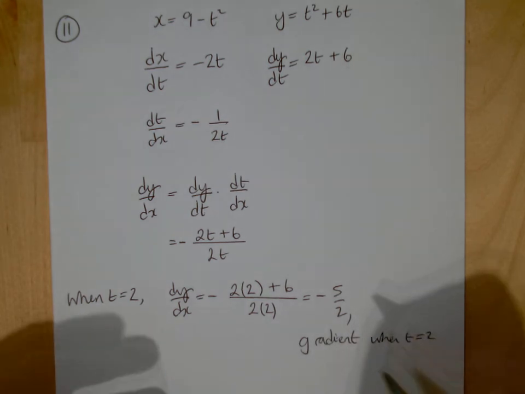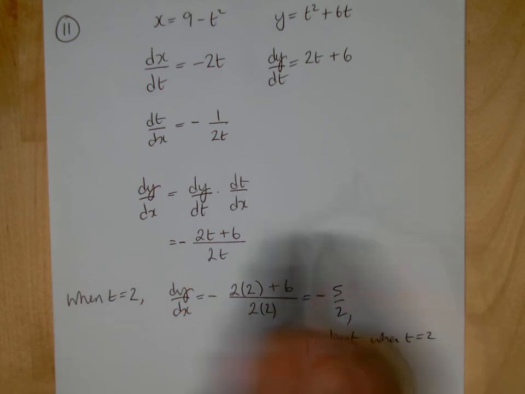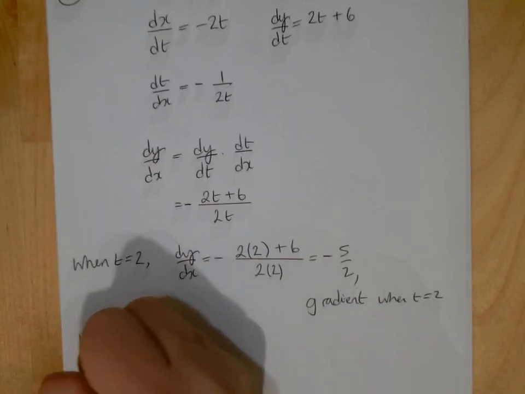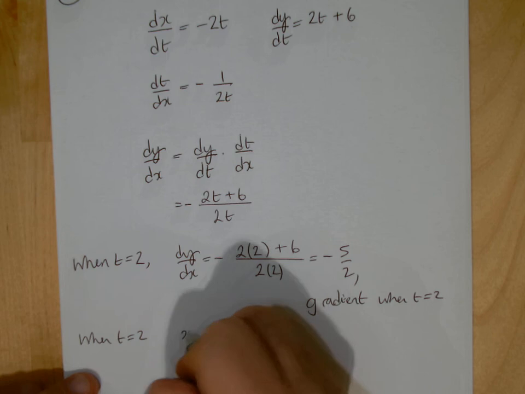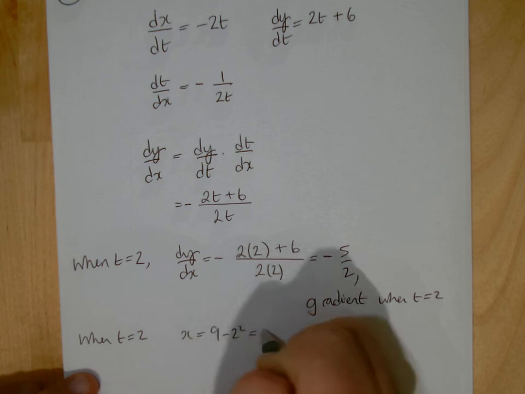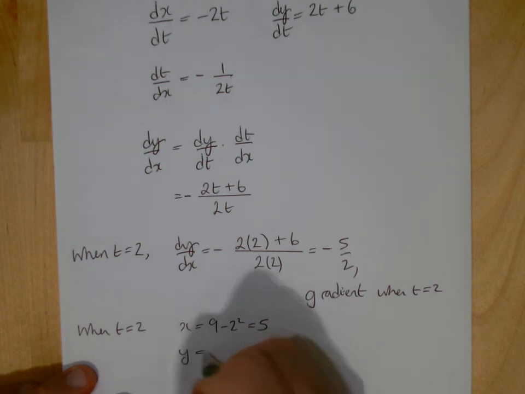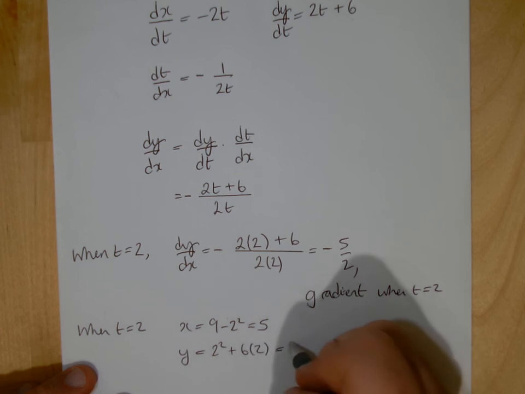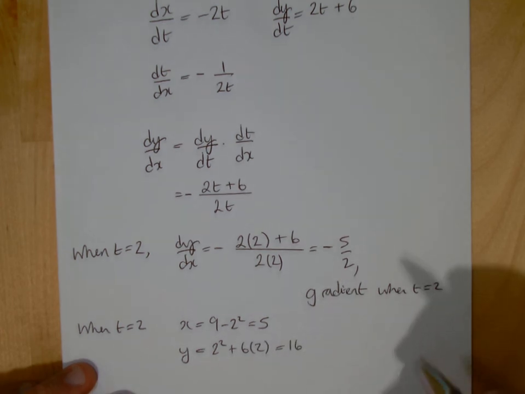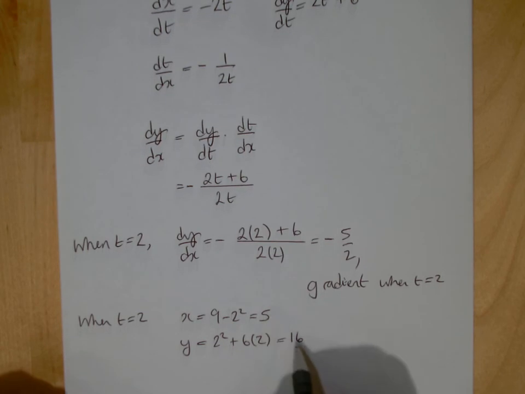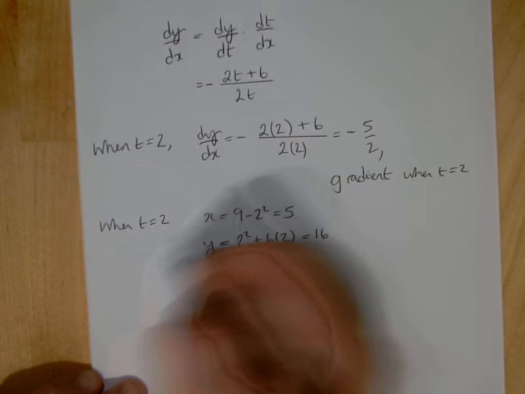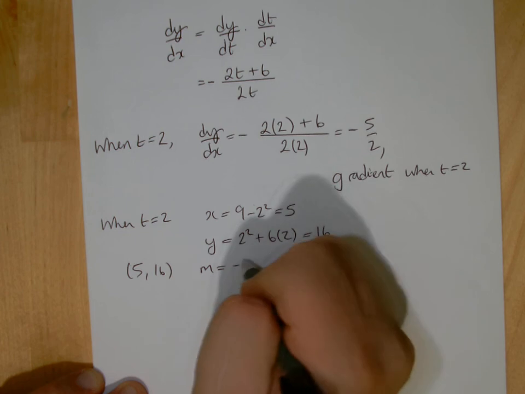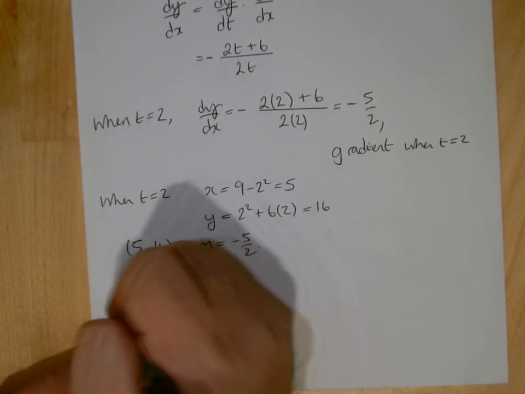But remember, as well as having the gradient, I need to know the x and y value. And I do that by subbing in t equals 2 into these up here. So again, when t is equal to 2, x will equal 9 minus 2 squared, which is equal to 5. And y will equal 2 squared plus 6 times 2, which of course will equal 16. So it goes through the point (5, 16), this tangent does. So I've got my point of (5, 16), and I've got my m value, the gradient, to be minus 5 over 2.